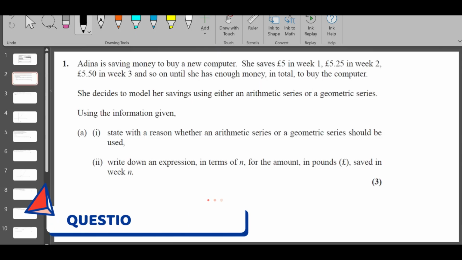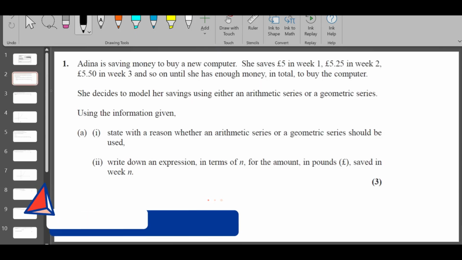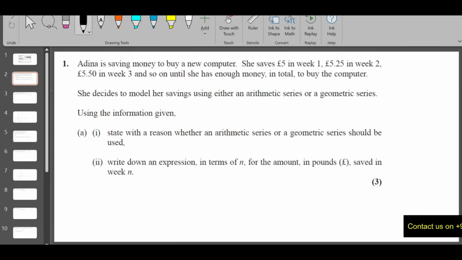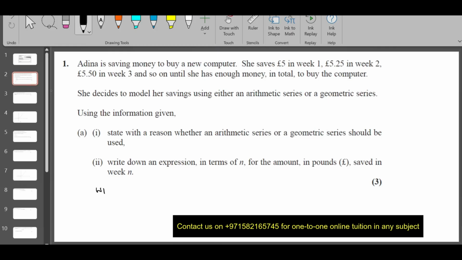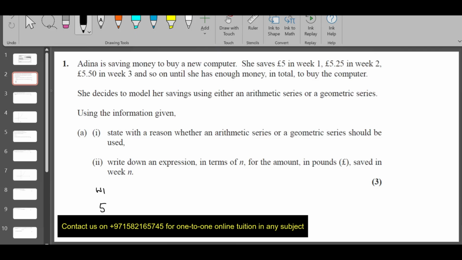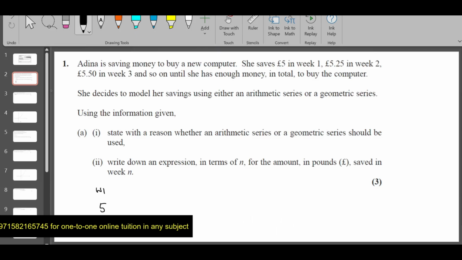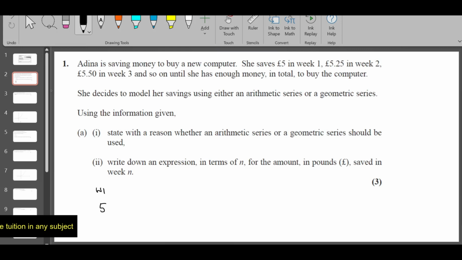Let's look at question number 1. Okay, this is from Sequences and Series. Adina is saving money to buy a new computer. She saves 5 pounds in week 1, and then 5.25 in week 2, 5.50 in week 3. So that's an arithmetic series, and so on until she has enough money in total to buy the computer. She decides to model her savings using an arithmetic series or a geometric series.